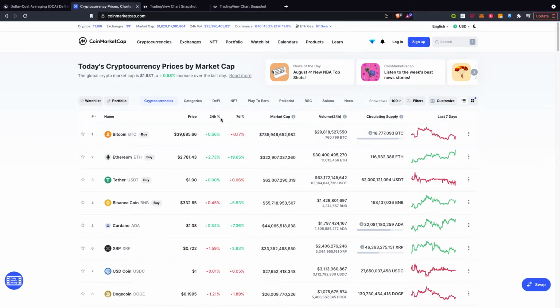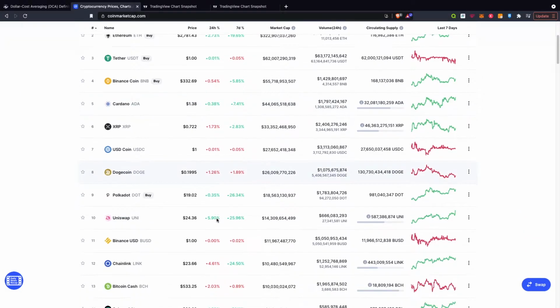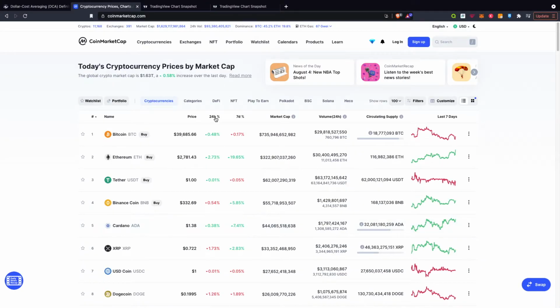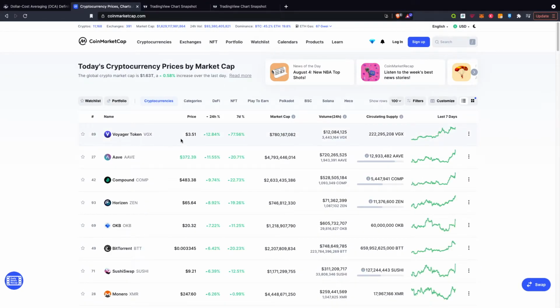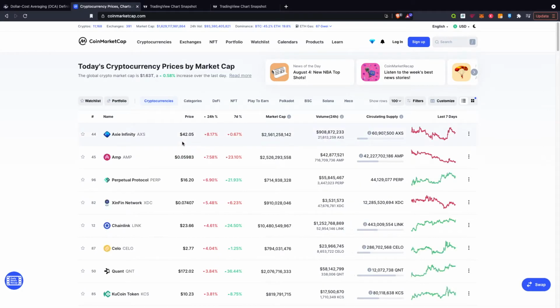But as you guys can see over here in CoinMarketCap, it's very easy. It does say the percentage difference over the last 24 hours. So there is a whole bunch here. If I adjust this and click on this, it does tell you which ones have the greatest gains of the last 24 hours and which ones have the greatest losses as well. So as you guys can see, for example, Axie Infinity AXS is down 8.71%.